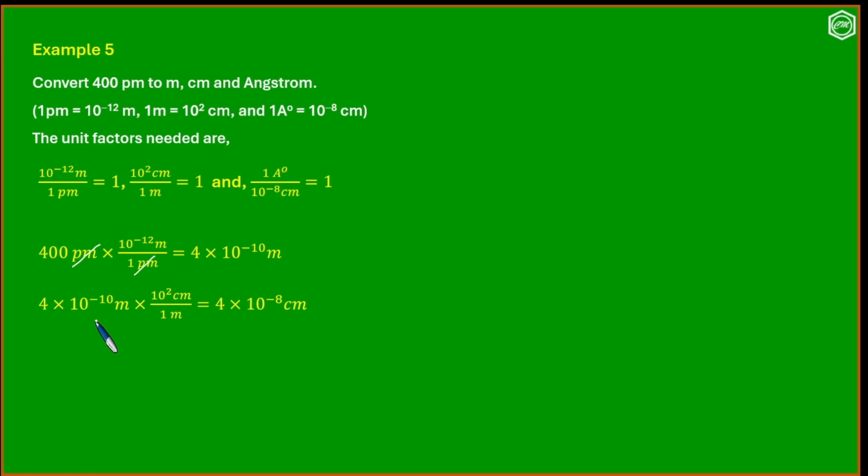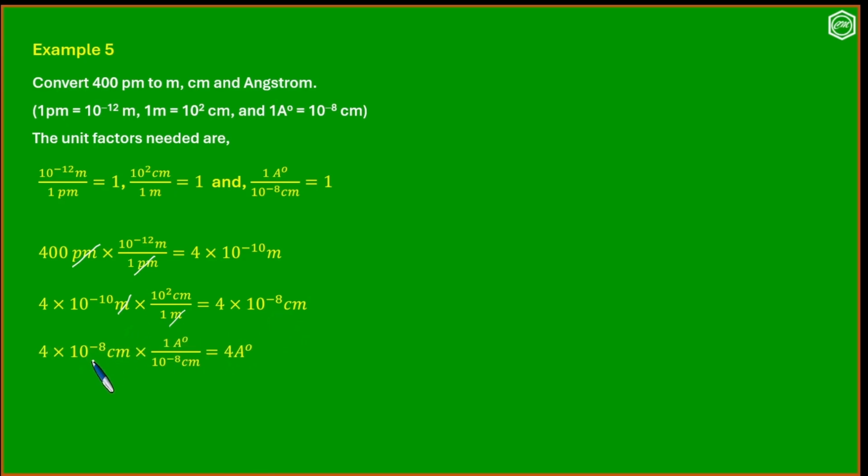Now we convert it to centimeter. For that we use this unit factor. 4 into 10 raised to minus 10 meter into 10 raised to 2 centimeter by 1 meter. So this meter and meter get cancelled. So the result is 4 into 10 raised to minus 8 centimeter.